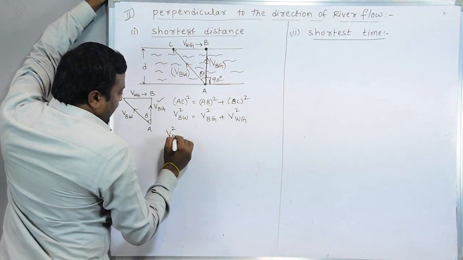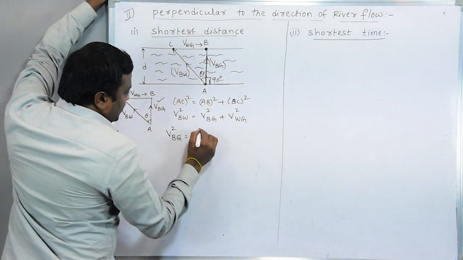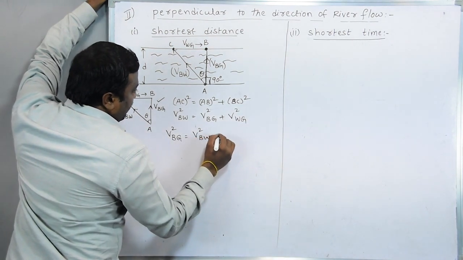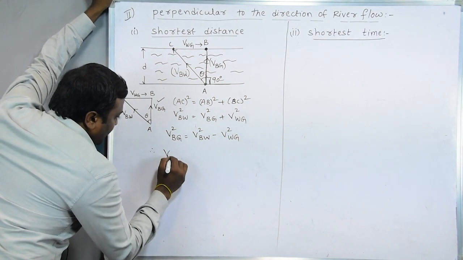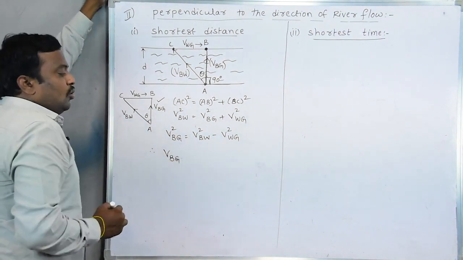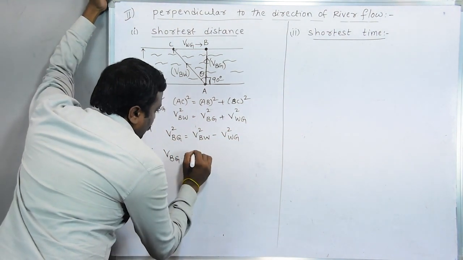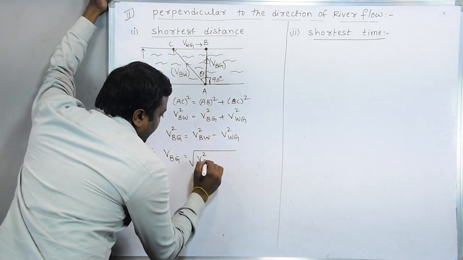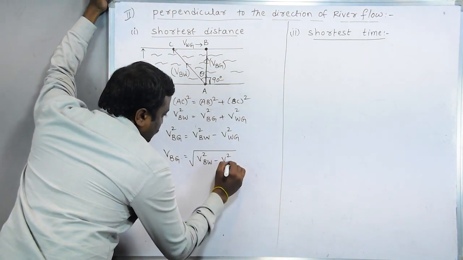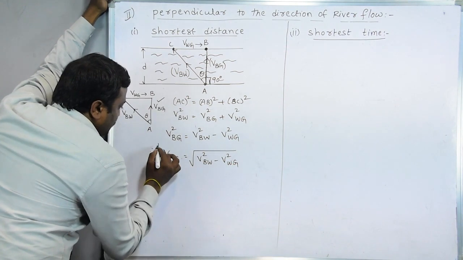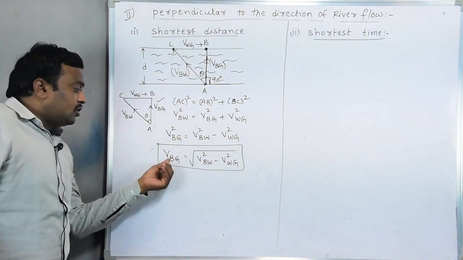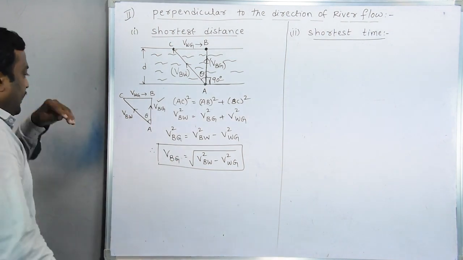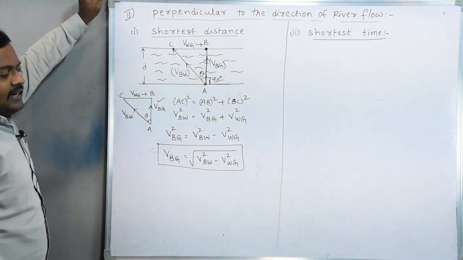Therefore, V square BG equals V square BW minus V square WG. Therefore, V of boat with respect to the ground is equal to the square root of V square BW minus V square WG. This is the value of boat with respect to the ground. And you take sine theta, cos theta, tan theta like that.